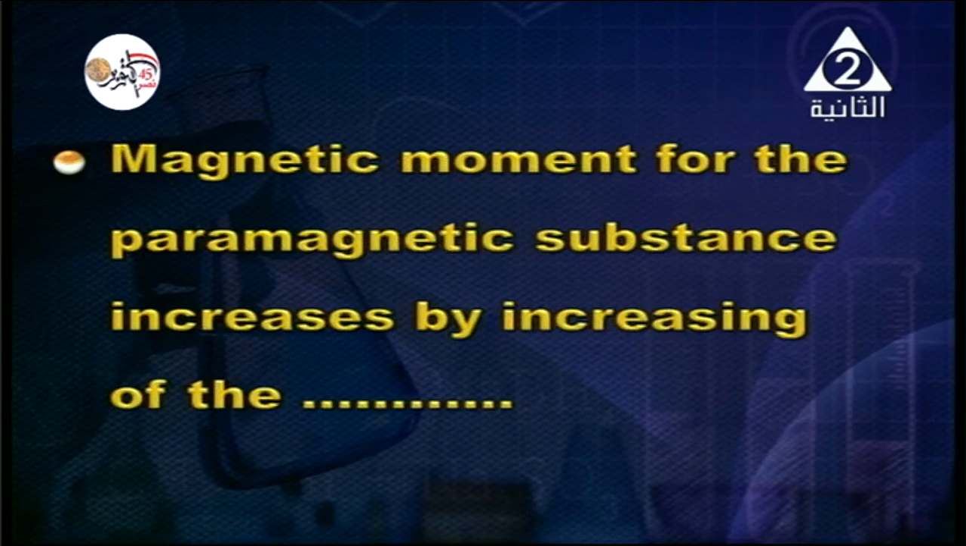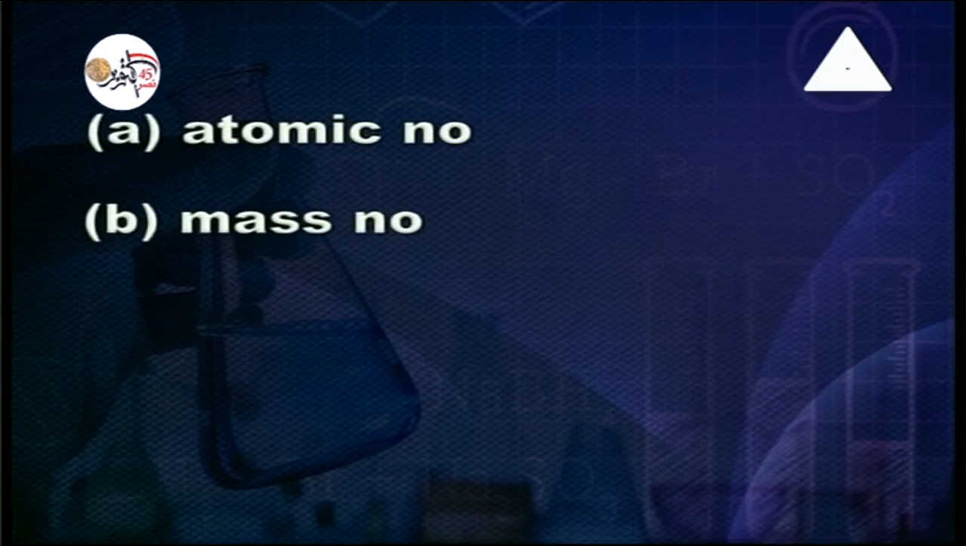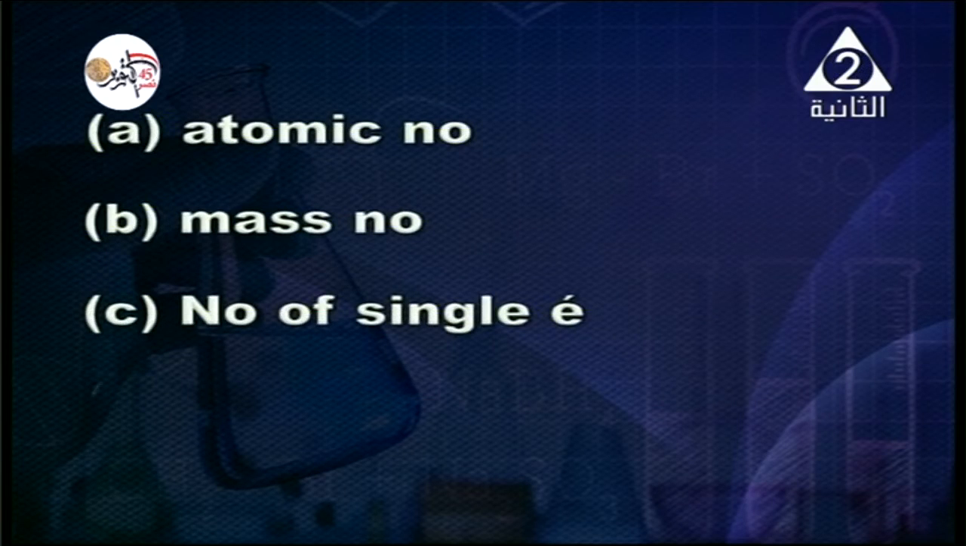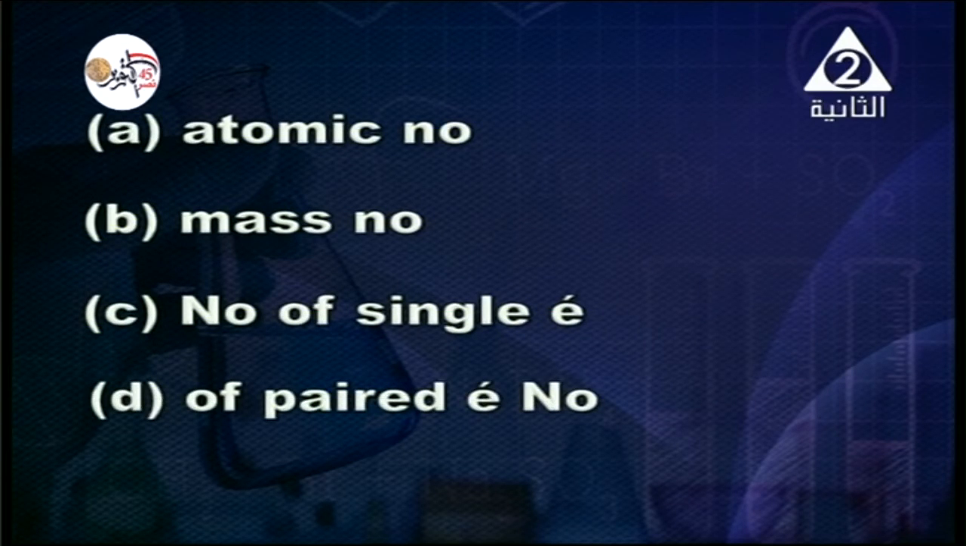Next point. The magnetic moment for a paramagnetic substance increases by increasing what? The atomic number, the mass number, the number of single electrons, the number of paired electrons. If you think about it, yes, it will be the number of single electrons.